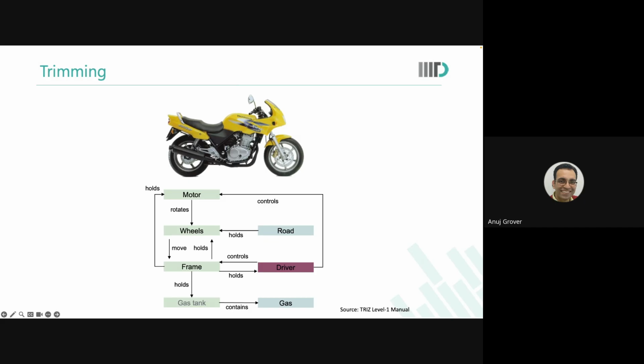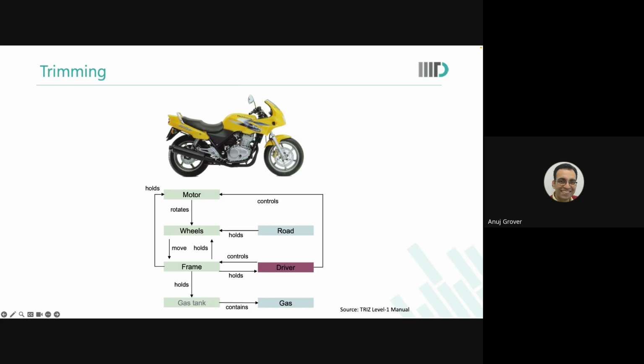Now you are asked to reduce the cost. And we start to remove some components. That is what trimming is about, removing some components. So what can you remove? Can you remove the driver? No. Can you remove the gas? No. Can you remove the road? They are super system components. You can't touch them. From amongst the system components, motor, wheels, frame, gas tank, what can you remove? Gas tank.